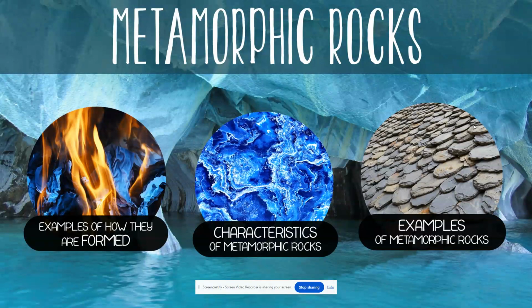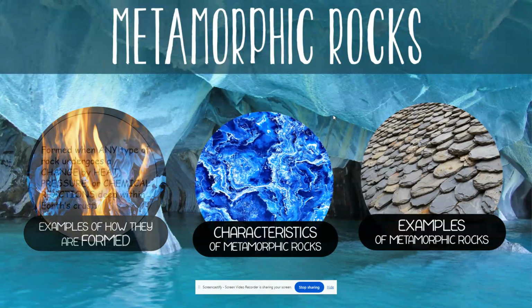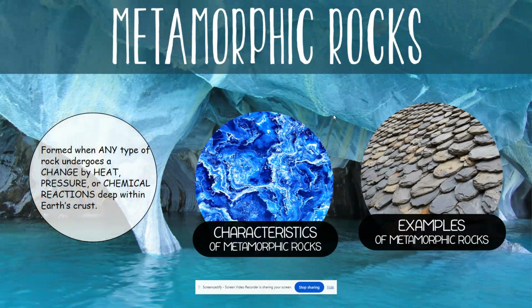And metamorphic rocks are formed when any type of rock undergoes a change, and that change is from heat, pressure, chemical reactions deep within the Earth's crust. And so the words that are missing from your definition at the top are any and the word pressure. So metamorphic rocks have been changed. And so they take an original rock, a sedimentary, an igneous, or even other metamorphic rocks, and they change them by that heat, pressure, and chemical reactions.